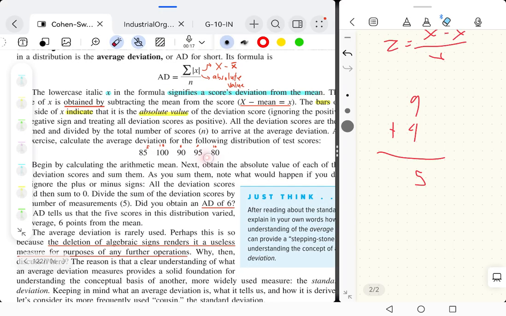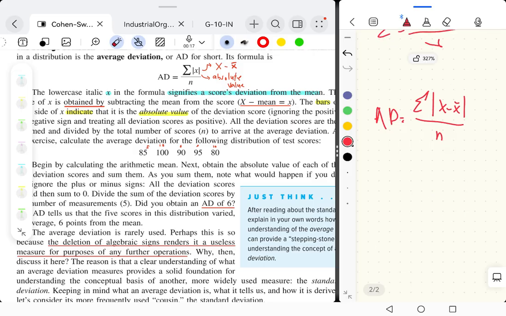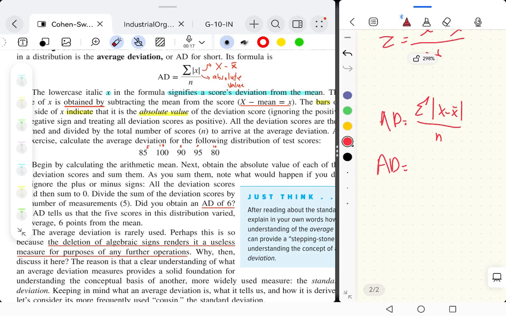We're presented here a distribution of scores, and I want you guys to answer with me. So let's start over here. Let's presume that the average deviation is equal to the summation of the absolute value of x minus x bar over n, which is the number of scores. Now, this is how you solve it, guys. AD. All you have to do is find the average between these. Now, how do you do it? Well, all you have to do is just add them all.